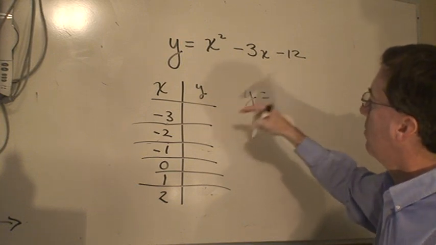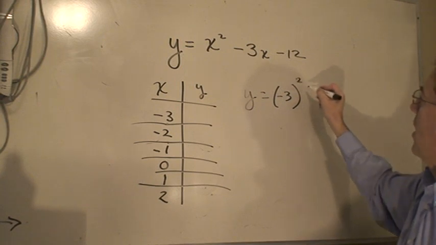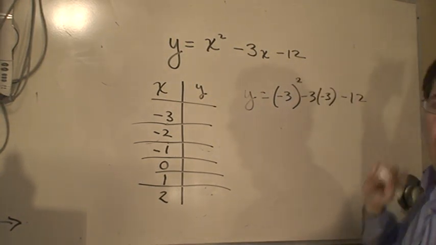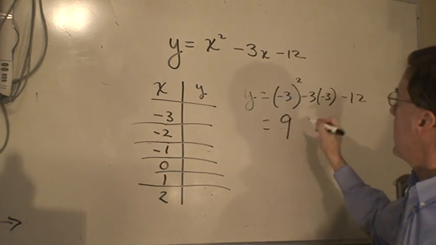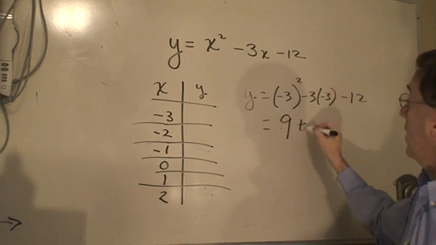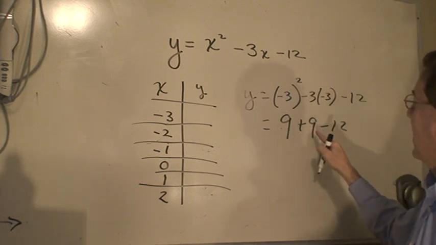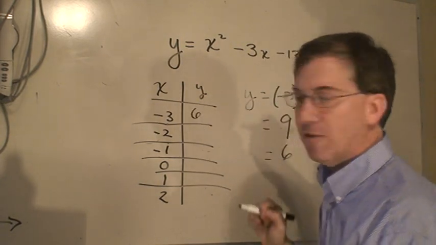Let's say if I had negative 3, I would have y is negative 3 squared minus 3 times negative 3 minus 12. Negative 3 squared is 9. Negative 3 times negative 3, I get a plus 9 there, and then minus 12. 9 plus 9 is 18, minus 12 is 6. So for y, I have a 6.